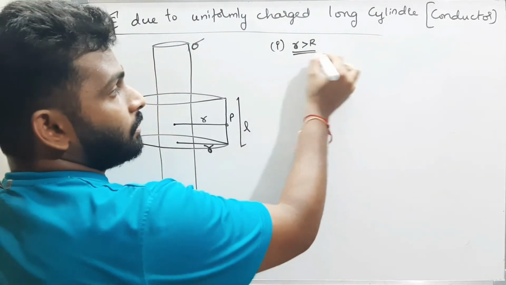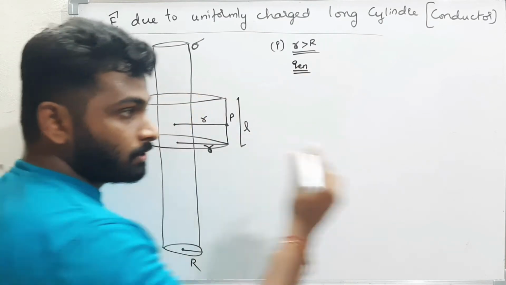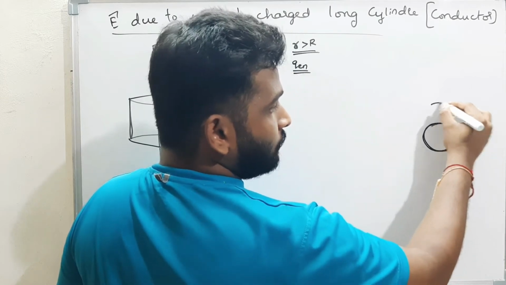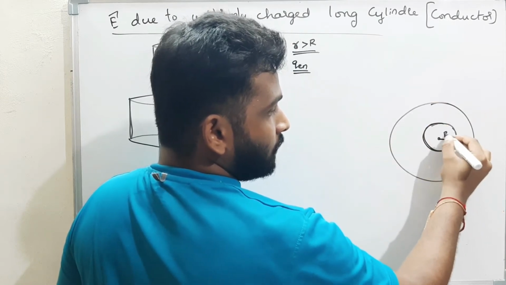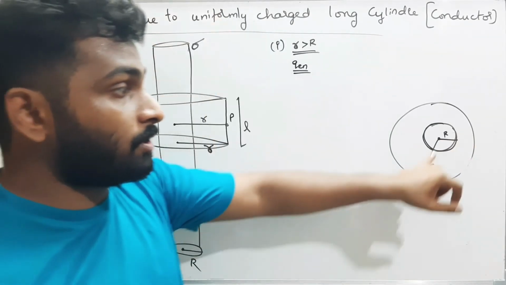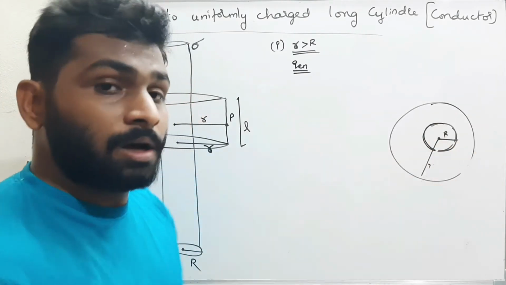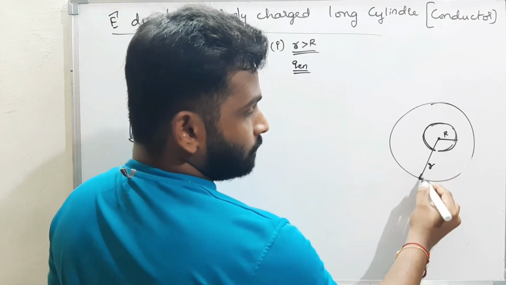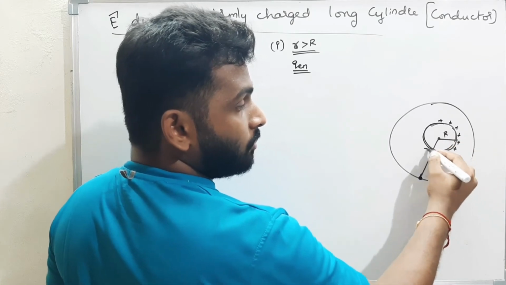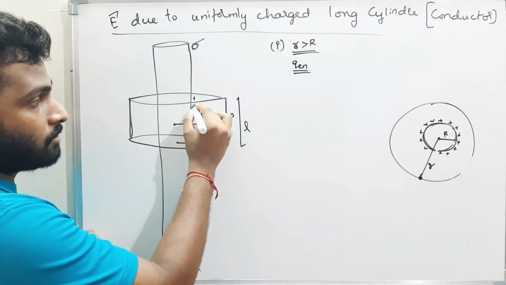Now see here, I took the Gaussian surface. Now what is the charge enclosed? This is the cylinder, and the Gaussian surface is like this. This is capital R and this is the smaller one. This is the top view, seen from the top: the cylinder of radius R and a Gaussian surface of radius r. Can you imagine? The charge is uniformly distributed only over the surface, everywhere on the surface.